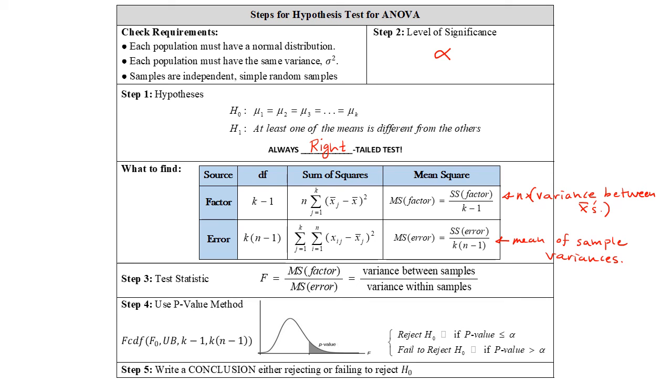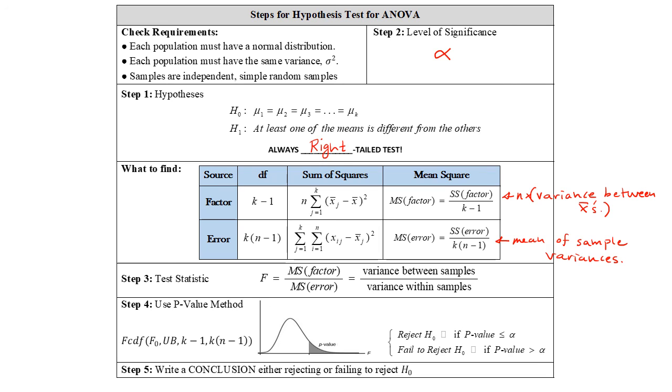So then when we divide those, we get the F score, which is our test statistic. As we were stating up here, the MS factor, the mean squares of the factor, will be the variance between the samples. So it's the variance between the different x bars, times n. And then the mean squares of the error will be the variance within the samples. The way I was saying it, it's the mean of the sample variances.